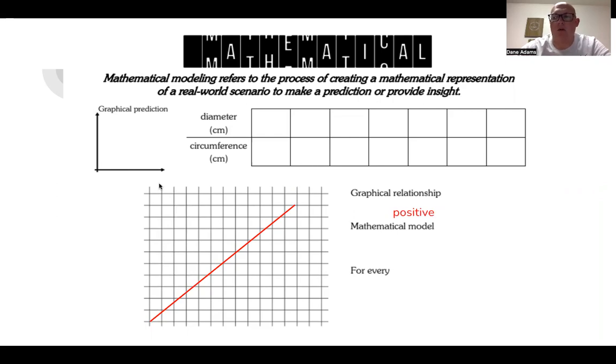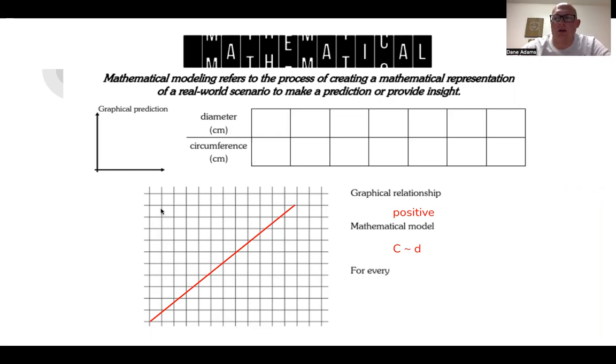Your mathematical model should reflect this by showing both numbers on top as numerators with no denominators because we don't have any other variables to represent right now. So I wrote something that looks like this. C is directly or positively related to D. Circumference is positively related to diameter.